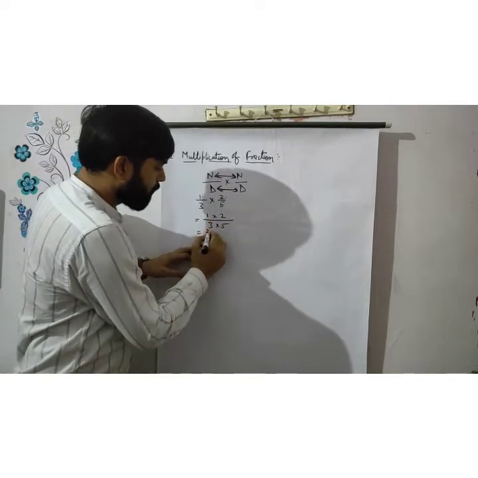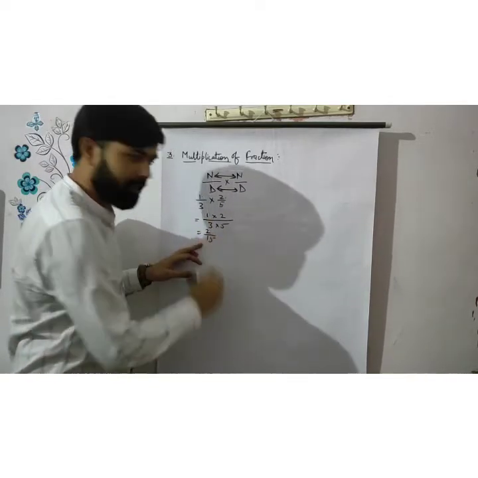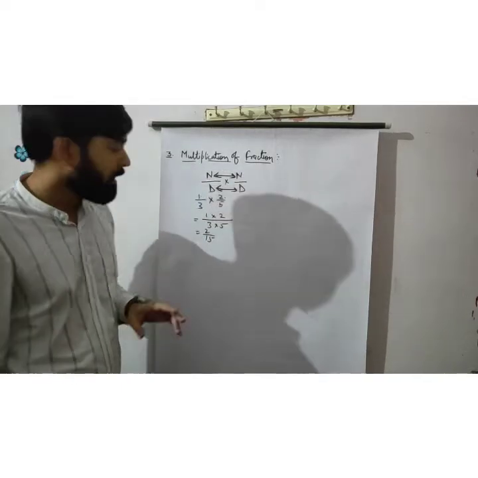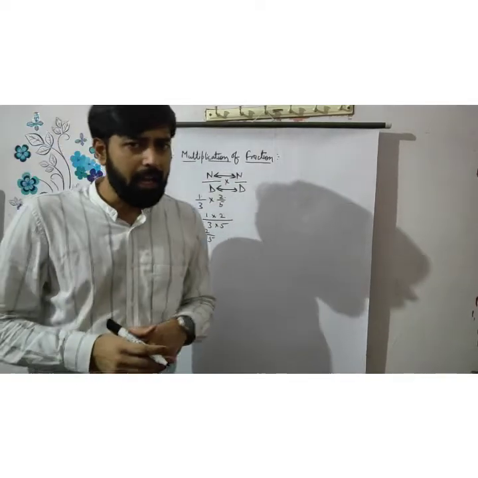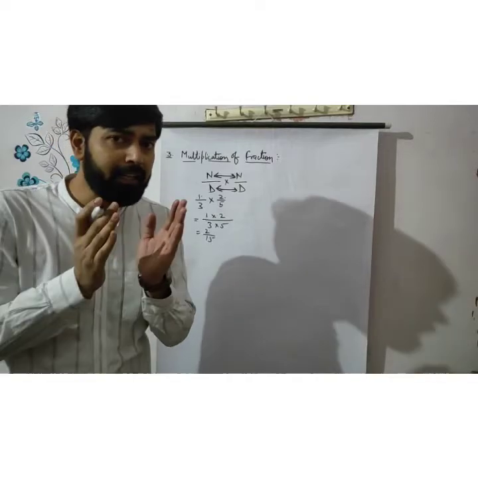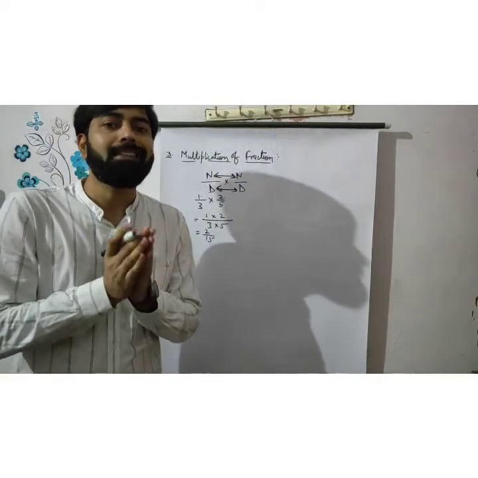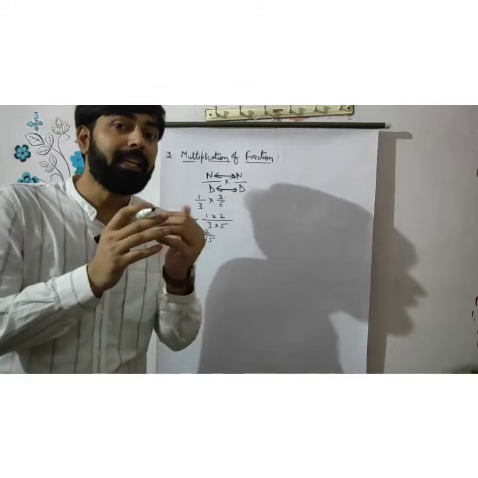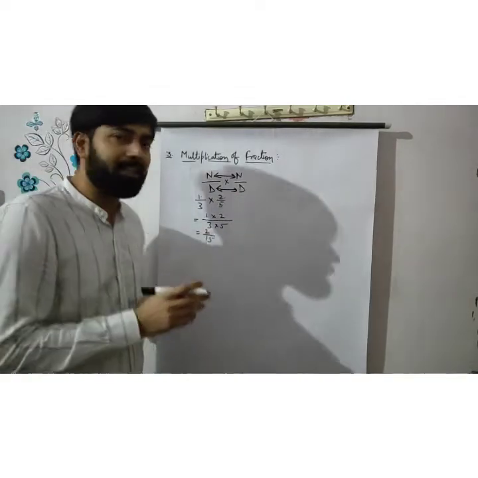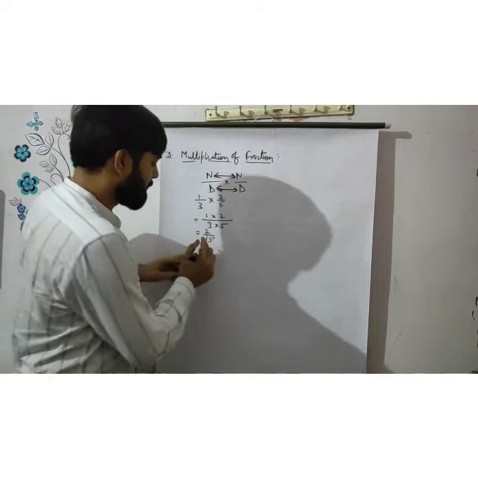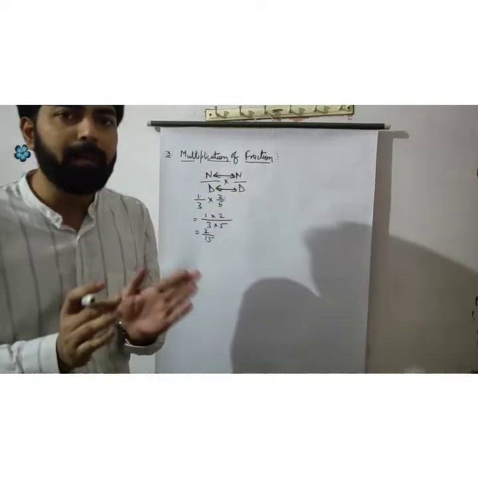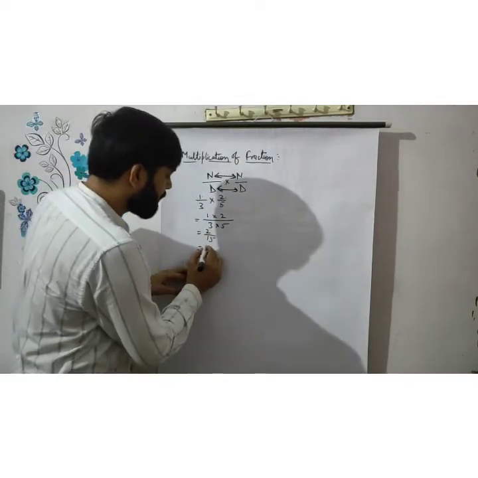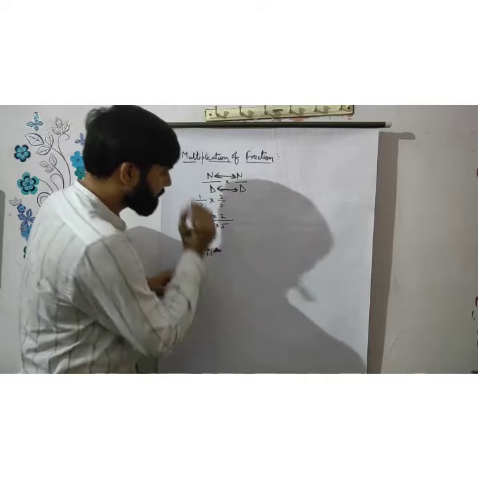So 1 2s are 2 and 3 5s are 15. After multiplication, you can check your answer. If the numerator and denominator are divisible by each other or by any same number, you can cancel them. Otherwise, you write it as it is. So 2 upon 15 is not divisible by any same number, so we can write that 2 upon 15 is the answer.